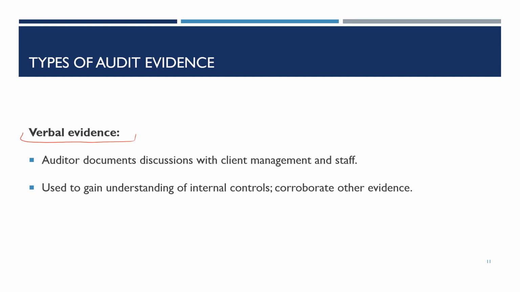Nevertheless, verbal evidence is very commonly used when gaining an understanding of the client and its system of internal controls. When oral evidence plays a key role in an audit decision, the source, nature, and date of the evidence should be documented in the working papers. When obtained from management, the auditor may ask that such evidence be reaffirmed in writing in the management representation letter.